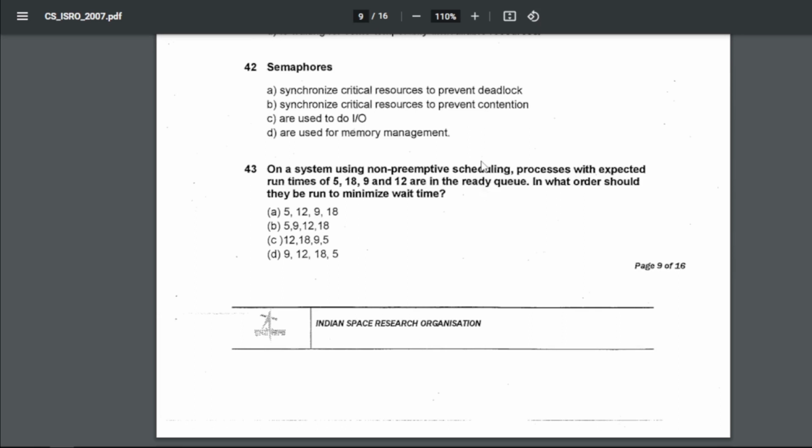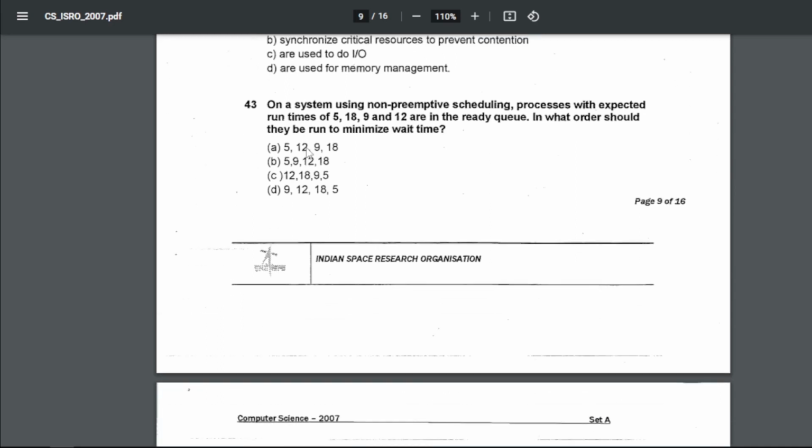Question number 42: semaphores are what? Semaphores, basically option B, that is semaphores synchronize critical resources to prevent contention. So B will be the answer for this. Basically a semaphore is a variable used to solve the critical section problem and to achieve process synchronization in a multiprocessing environment.